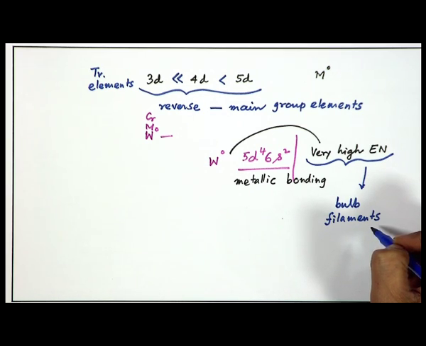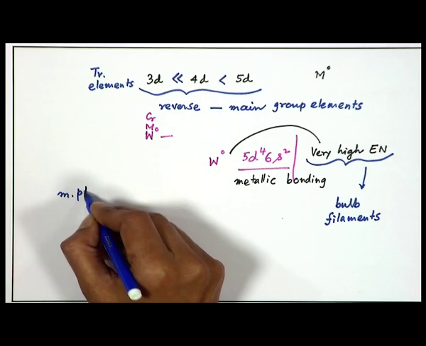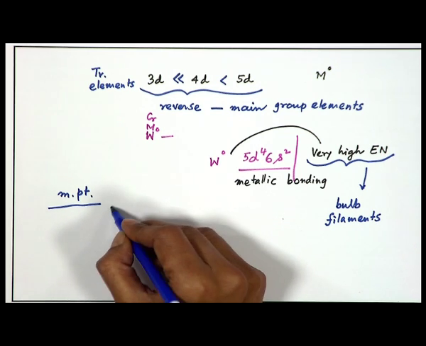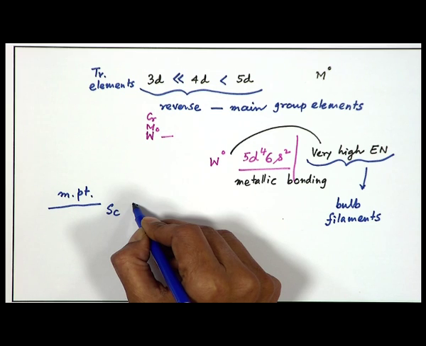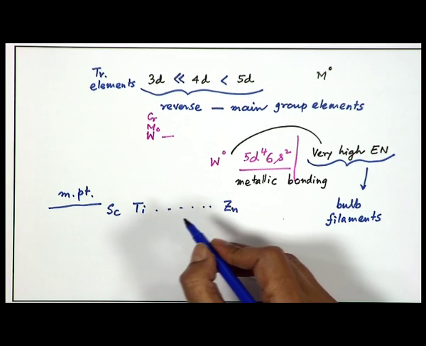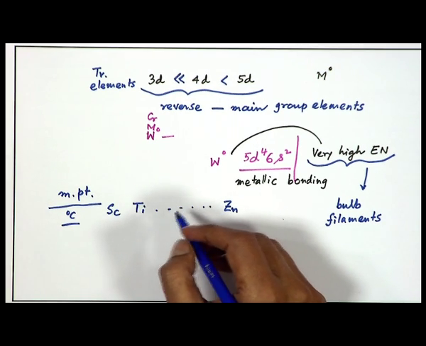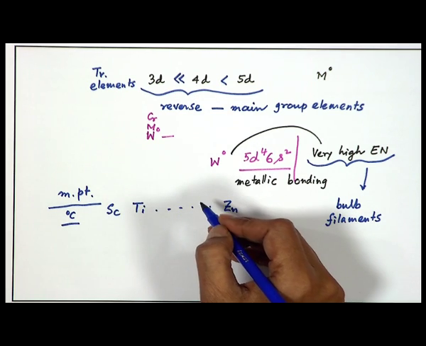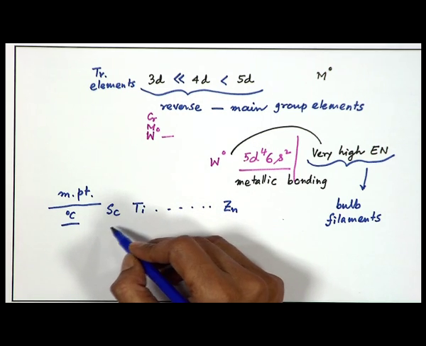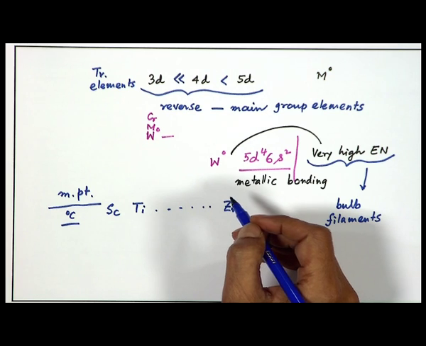So, the unpaired electrons basically change the corresponding melting point. We can also see the melting point trends. As we move from scandium to titanium to ultimately zinc, we find that the typical melting point in degrees centigrade will also be changing, and mostly it is above 1000. Sorry, above 1000 degrees centigrade, and in some cases they can go up to 3000 degrees centigrade.